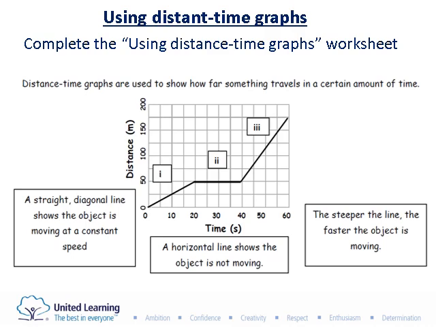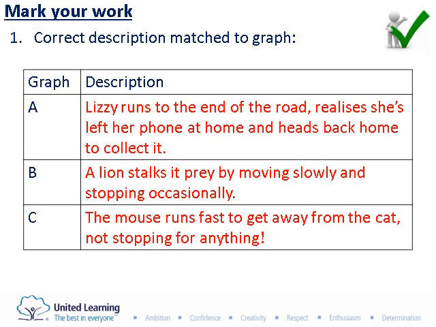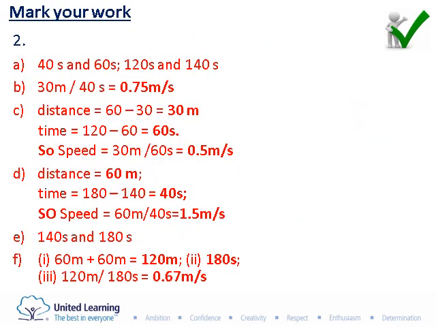Okay then, if we're ready for some answers, please get yourself ready. So number 1, correct description match to the graph. So in graph A, Lizzie runs to the end of the road, realised she left the phone at home and heads back home to collect it. B, lion stalks by moving slowly and then stopping occasionally. C, mouse runs fast to get away from the cat. Okay, so it's all about application at this point.